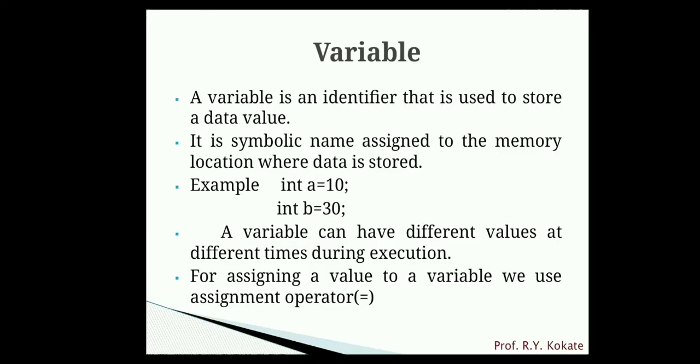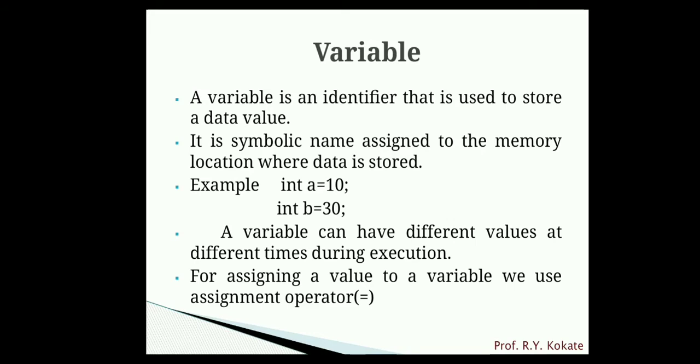First, variable. A variable is an identifier that is used to store a data value. Okay, what is an identifier? Identifiers are used for naming variables, functions and arrays. It is a symbolic name assigned to the memory location where data is stored. A variable can have different values at different times during execution. That means when we compile and run our code, every time it can take different values.